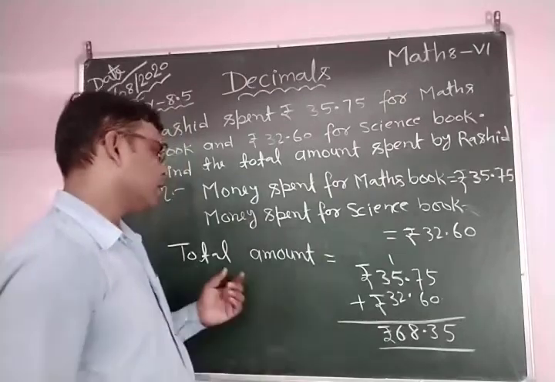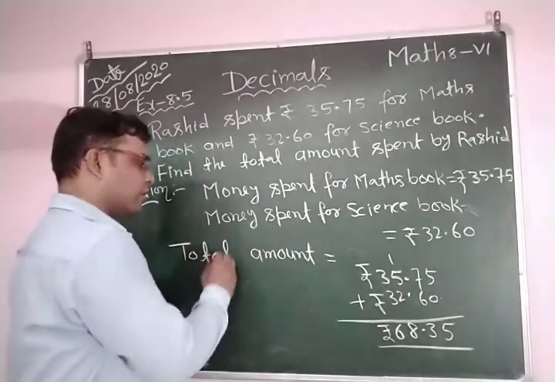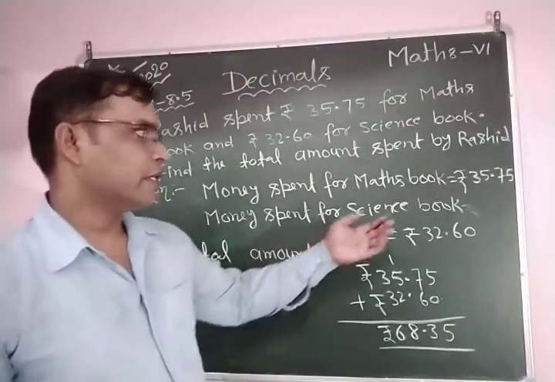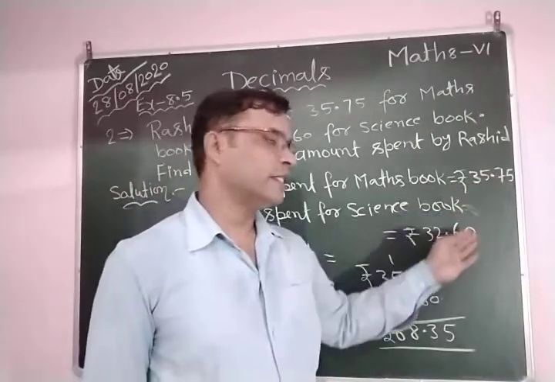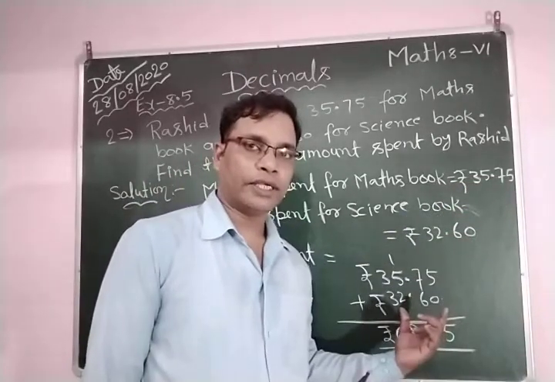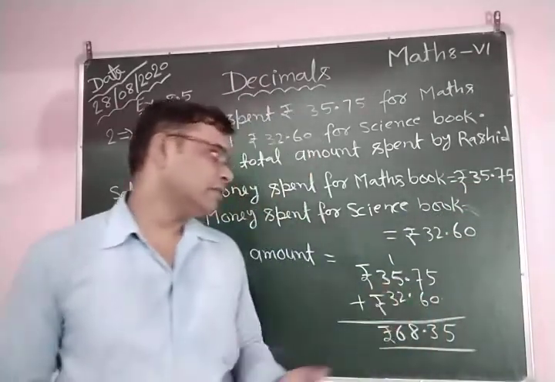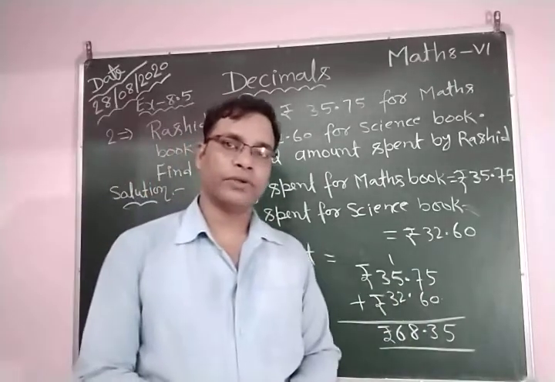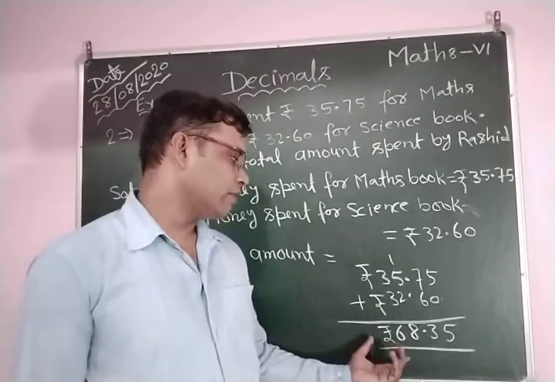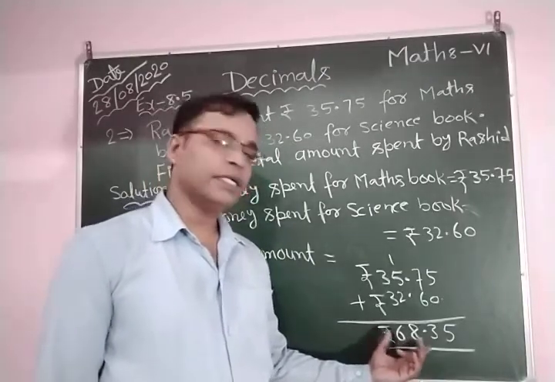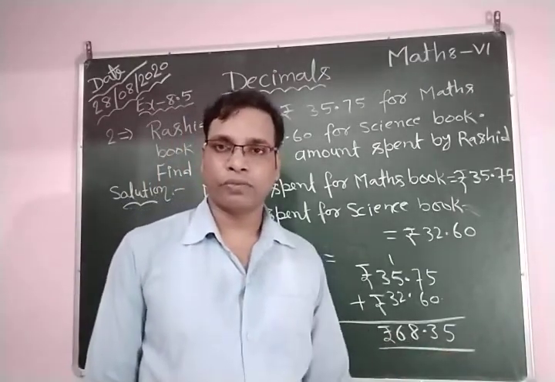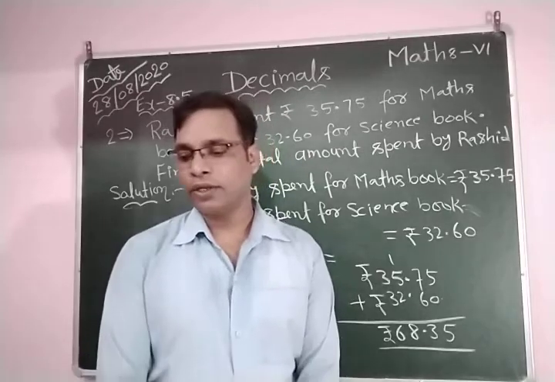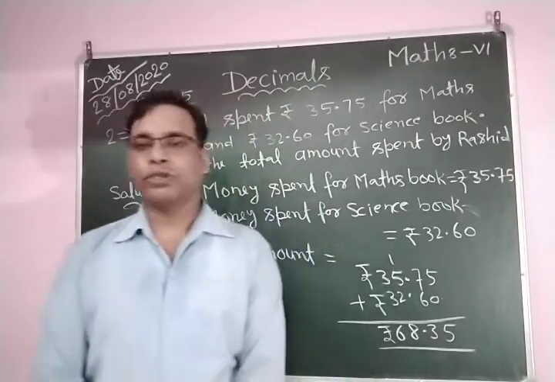Okay, so the total amount is, we sum both amounts, this and this. Here you can see we add them, 35.75 plus 32.60. Clear? So in this way we find 68.35 rupees. So students, I hope all of you understood this question.